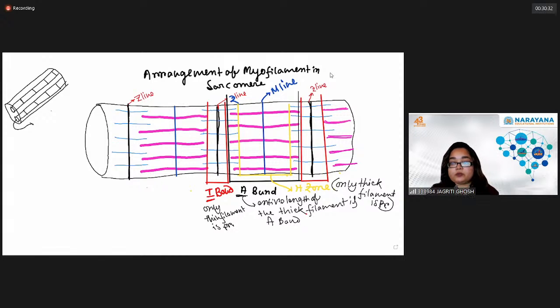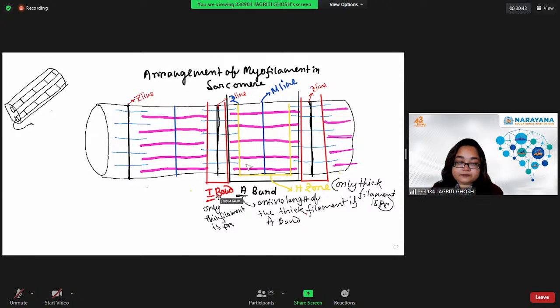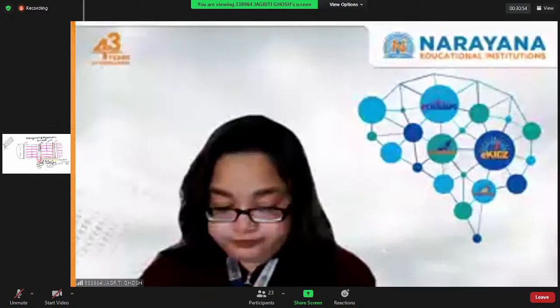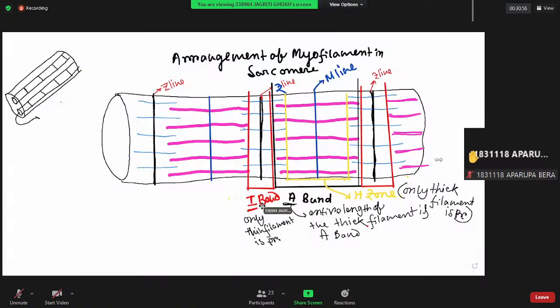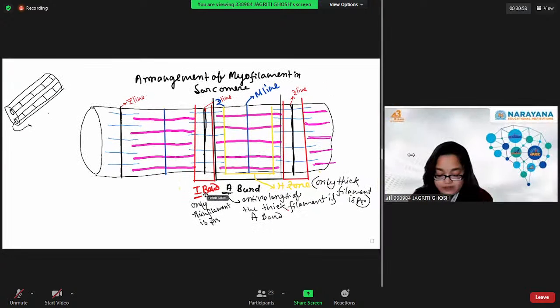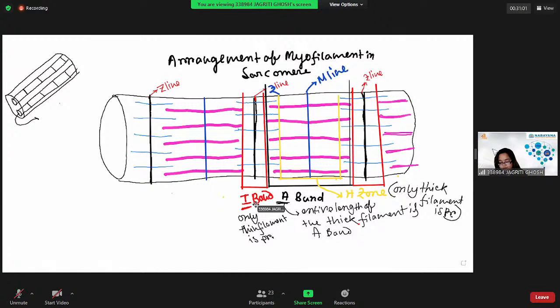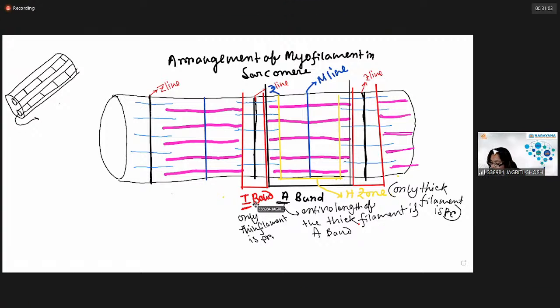Rest of you. Apurupa and Anisha only raised their hands. Yes, Apurupa, tell me. A band. The A band is the total length of the thick filament. Very good.